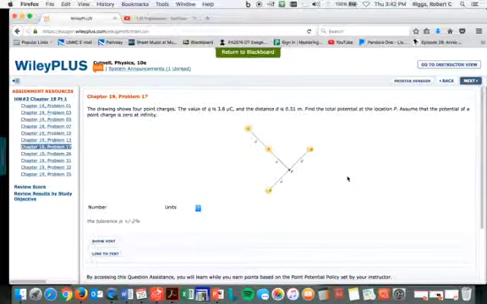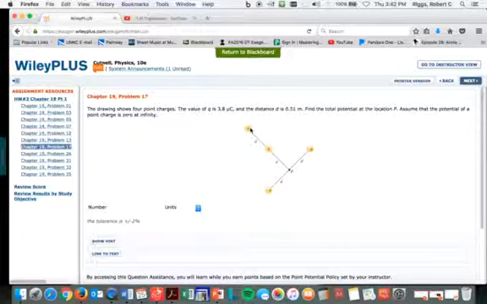All right. Value of Q is 3.8. Okay, so the value of negative Q would be negative 3.8. Just do what I just showed you. D is 5.1. So just add up all the potentials here.